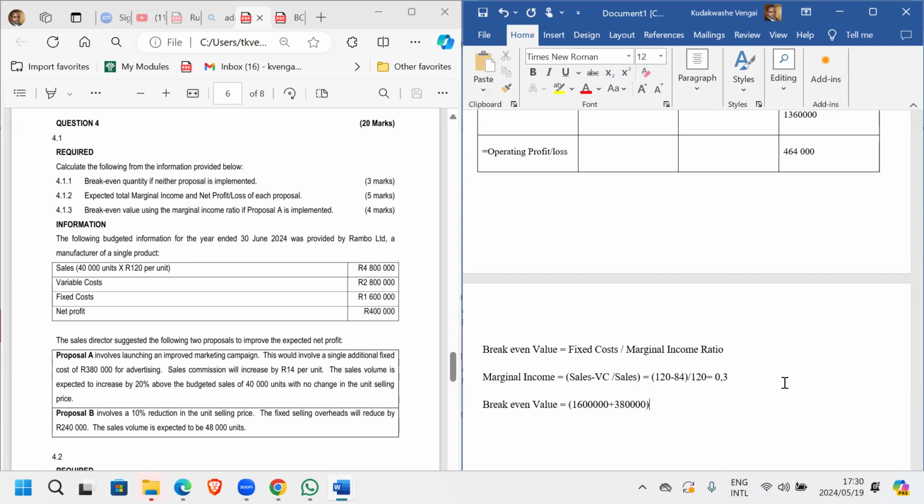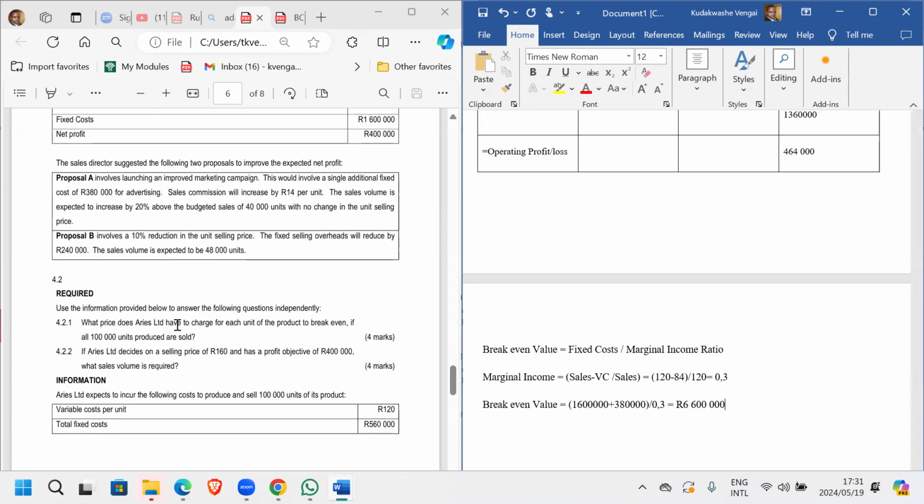380,123 divided by 0.3. Right? So 16 million plus 380 divided by 0.3 gives us a sales value, break-even value of 6,600,000. So that's 1.1.3. Straightforward.